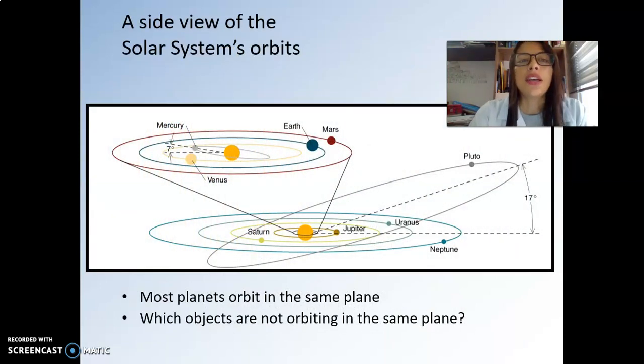We are going to see how the orbits of the planets around the solar system are. Most of the planets are in the same plane, but with different orientations. Look at this picture. We have the sun, Mercury, that is pretty close to the sun, Venus, Earth, Mars. And in other bigger orbits, we have Saturn, Jupiter, Uranus, Neptune, and Pluto. But is Pluto a planet?